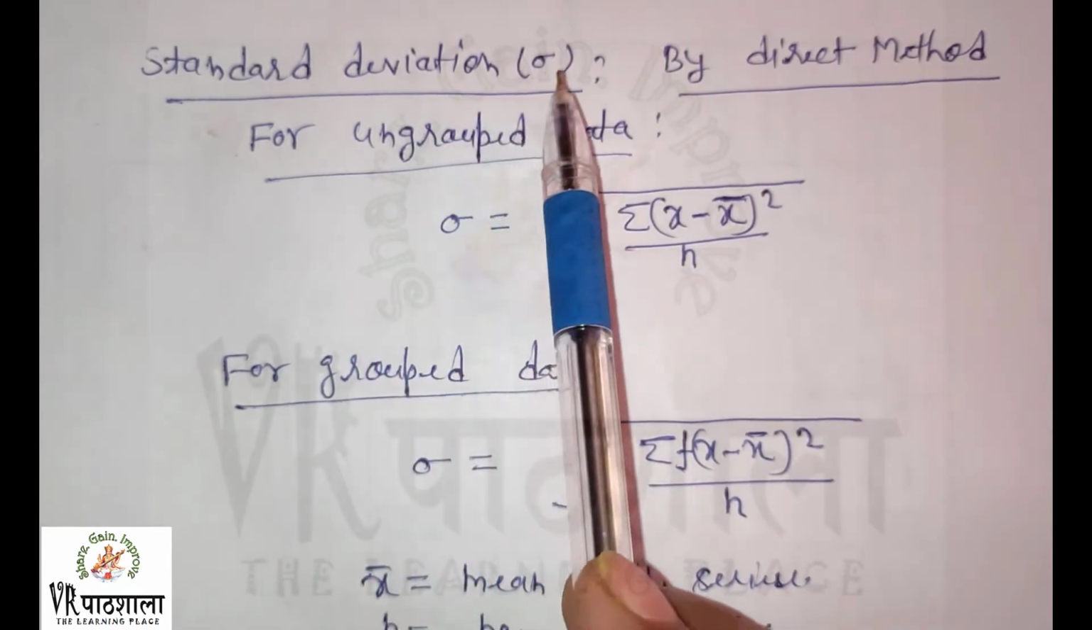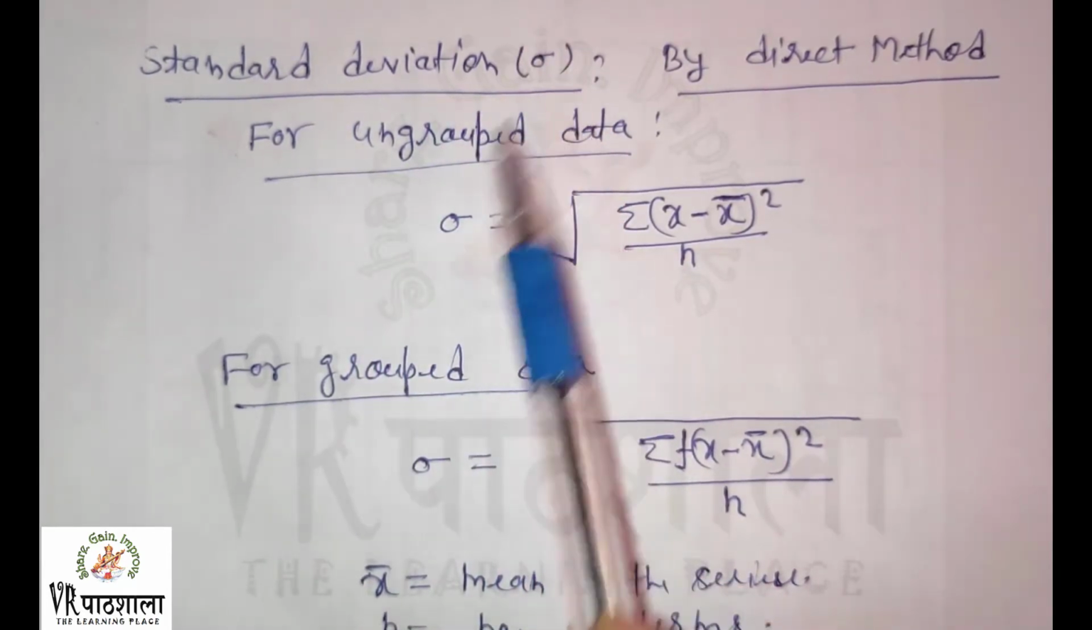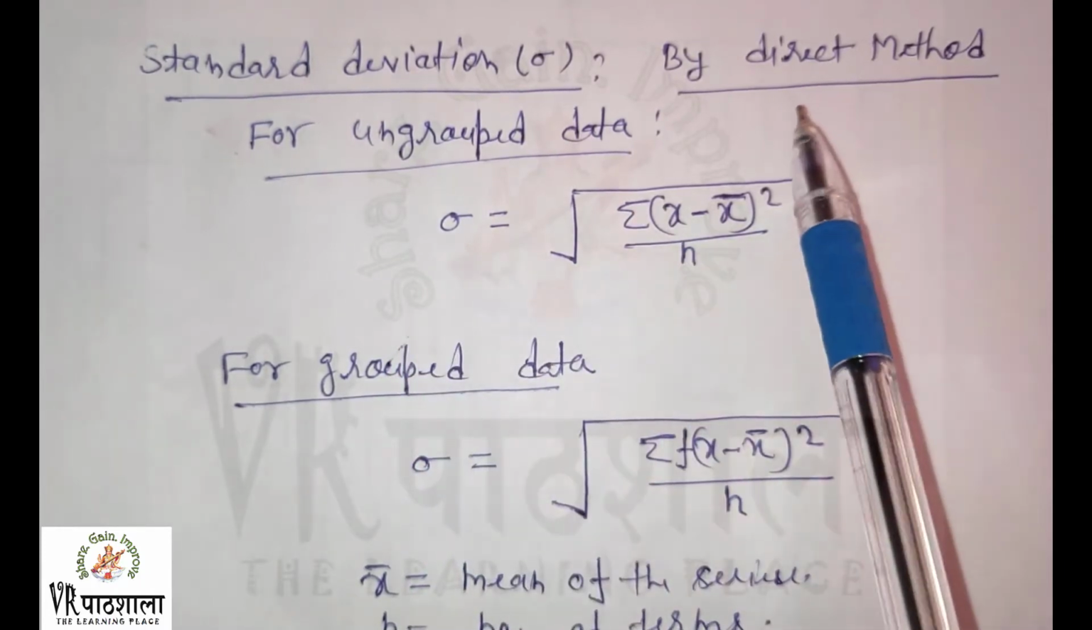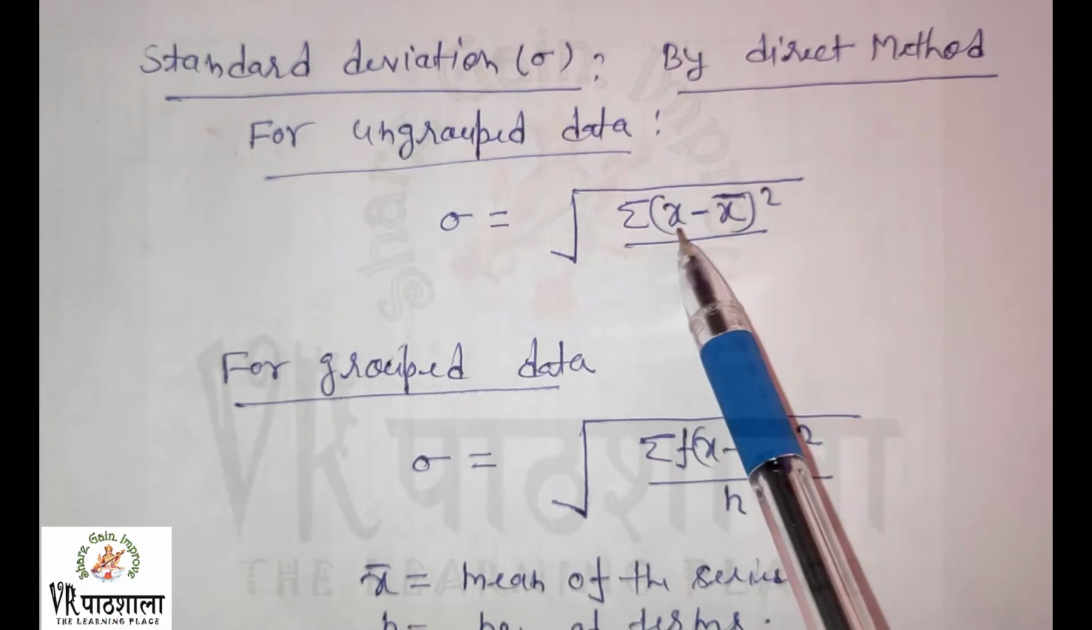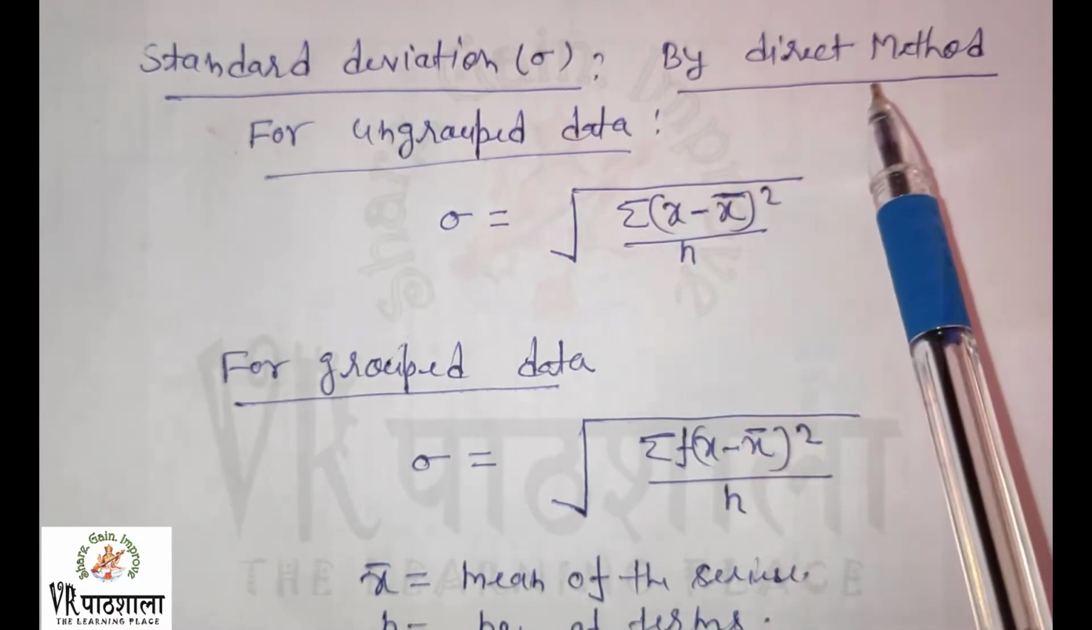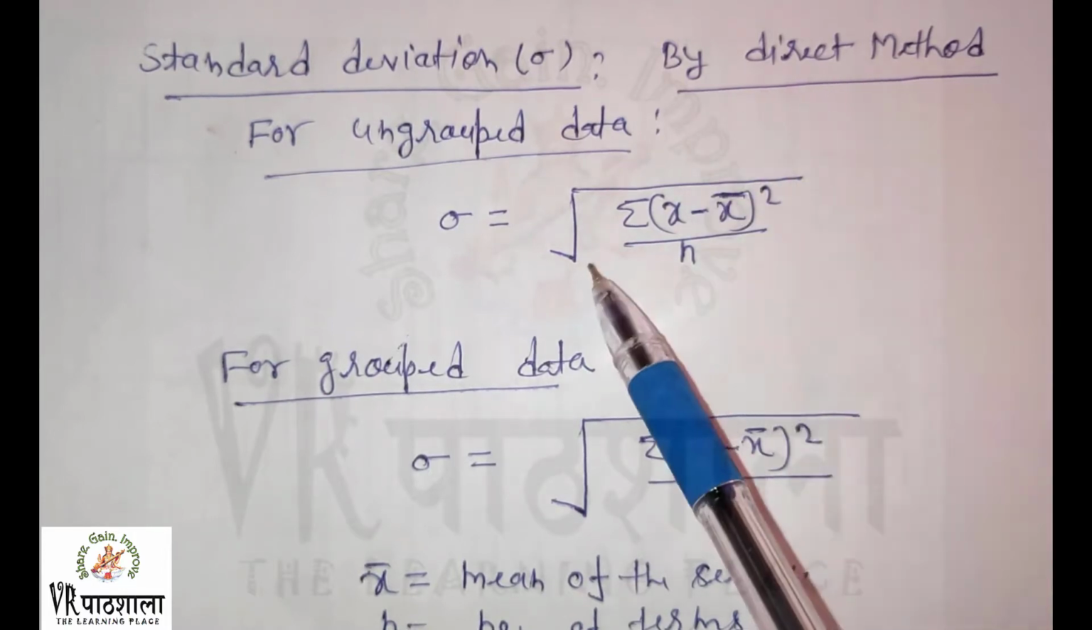The standard deviation is denoted by sigma. Now here we have two methods: one is the direct method and another is the shortcut method. Now here we will discuss the direct method.